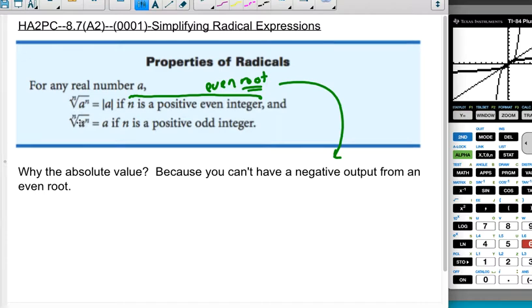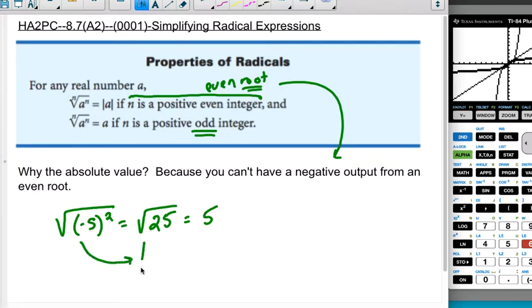The nth root of a to the n equals a if n is an odd integer, because odd roots can have positive or negative values out. As an example, if I asked you what the square root of (-5) squared is, you can logic through this. If you were cleaning this up, you'd make this the square root of 25, and you would tell me it's 5. But if you wanted to use this property to cancel, you could just skip to saying it has to be the positive version of -5, which is going to give me a 5.